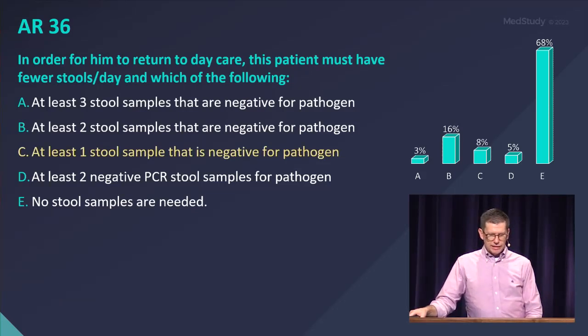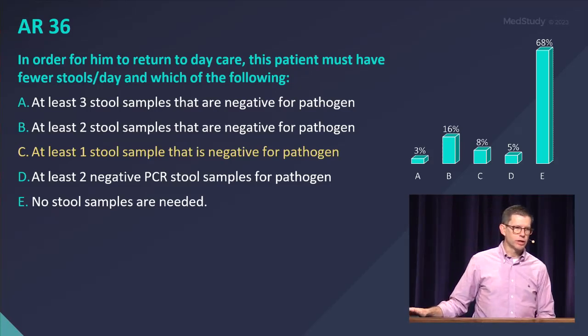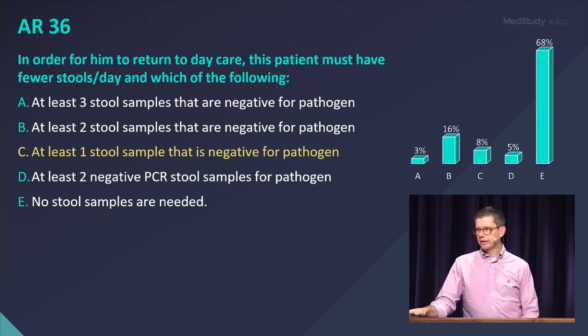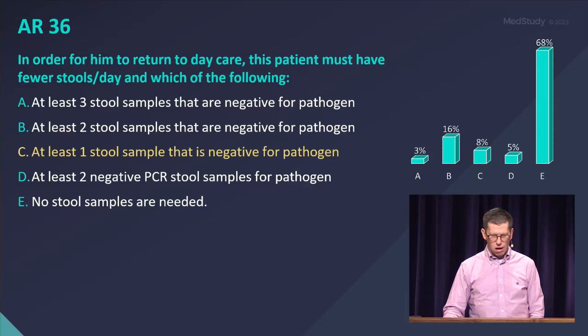All right, so C, at least 1 stool sample that is negative for pathogen. Most said no stool samples are needed, but Shigella is more contagious than Salmonella non-typhi. So for Shigella, you need at least 1 stool sample that is negative. Some states require 2, but the Red Book says you need at least 1.